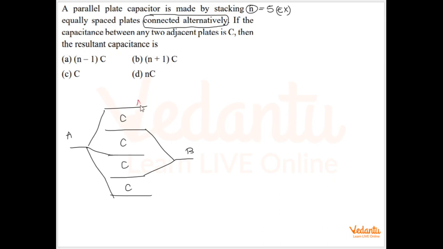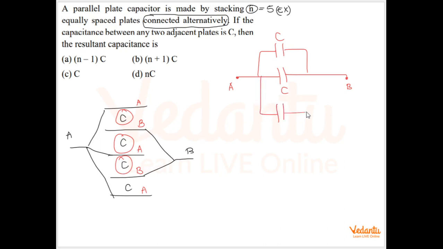For that beta, first of all, let's name the plates properly, A, and this will be B and B. And let's redraw the circuit diagram. Between A and B beta, I have a capacitance C, so I will draw capacitance C between A and B. Between A and B, I have another capacitance C, so I will draw another capacitance C right here. Between A and B, I have another capacitance C, so I will draw another capacitance C here and the fourth capacitance C here as well.